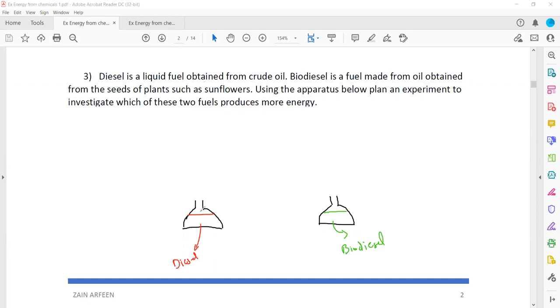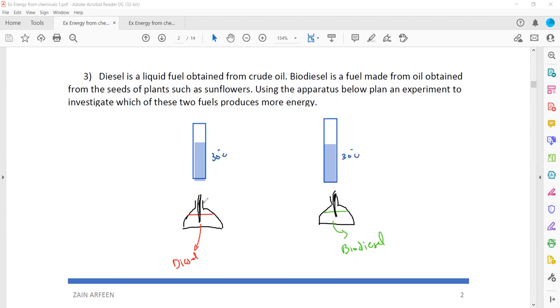This is a spirit burner. Here a wick is attached. Here also there's a wick. When we burn this, it will produce heat energy. So we'll take an equal amount of water, it can be in a test tube. We'll take an equal amount of water in the two test tubes, and we will record the initial temperature. For example, the initial temperature for this one is 30, the other one is also 30.